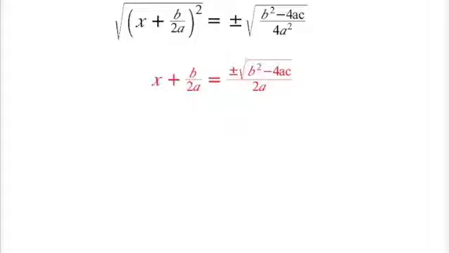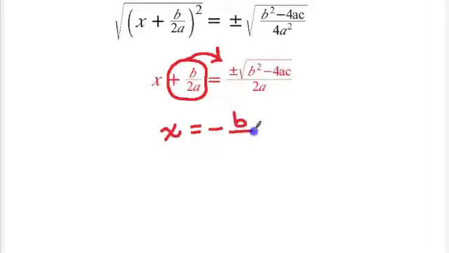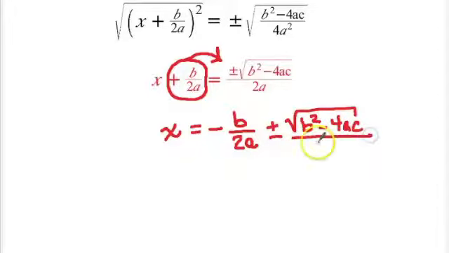Okay, we're close. We want to isolate x, and we'll do that by subtracting b over 2a from both sides, which is of course the same as adding the opposite of b over 2a to both sides. So we'll end up with x on the left and the opposite of b over 2a, negative b over 2a, on the right, plus or minus that expression just as it is, b squared minus 4ac all over 2a. And we've actually landed at a good expression of the quadratic formula. But the more typical one has a common denominator of 2a.